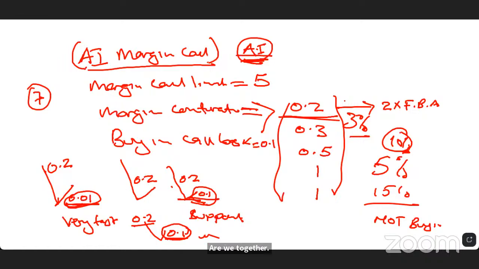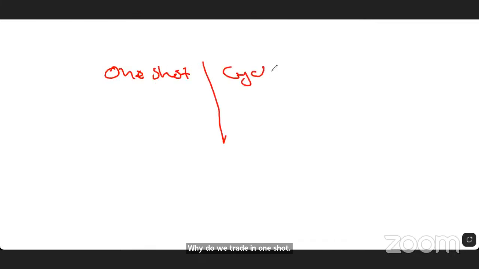Now, I want to conclude because I'm very late. Why do we trade in one shot, non-cycle? Then I give the strategy and we end the meeting. The difference between one shot and cycle.